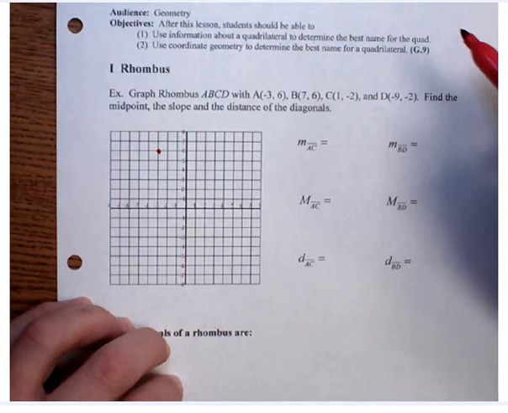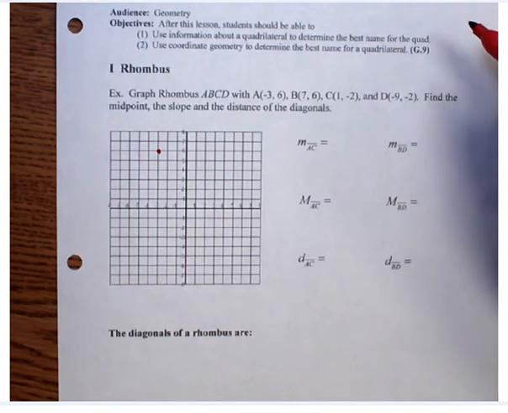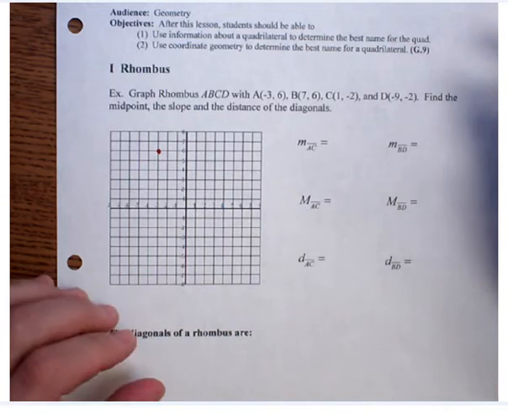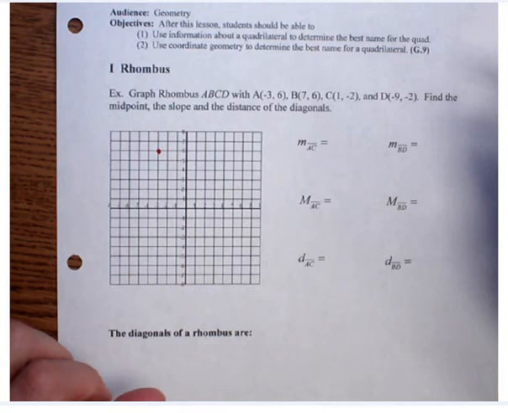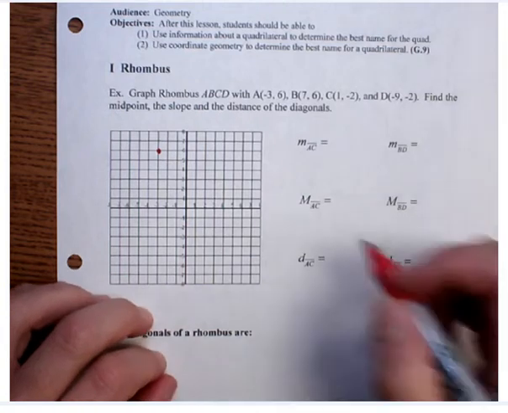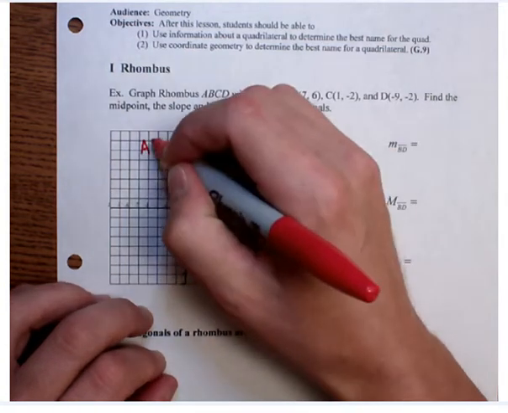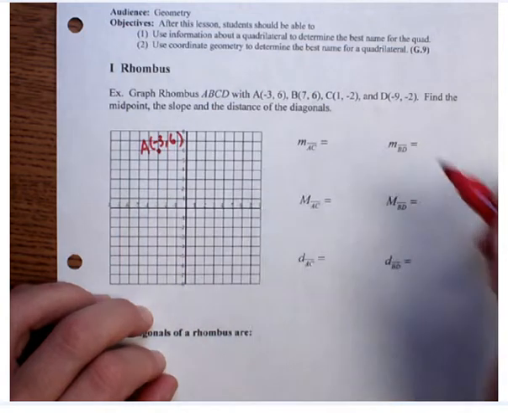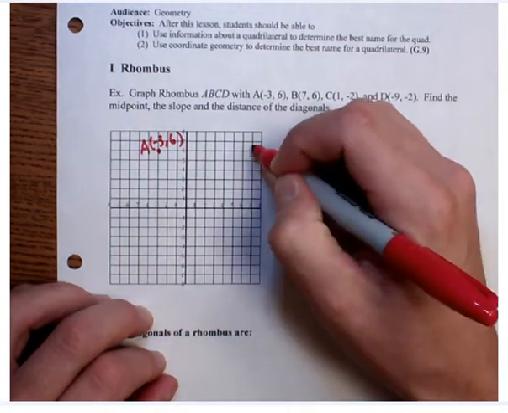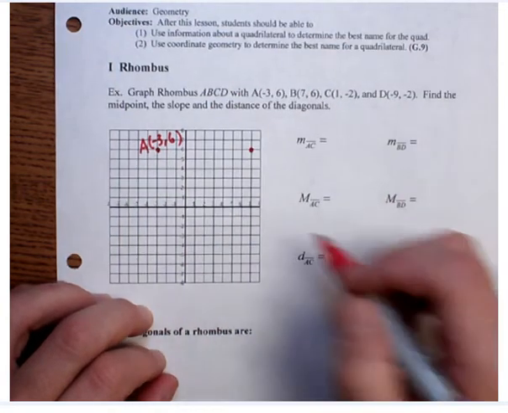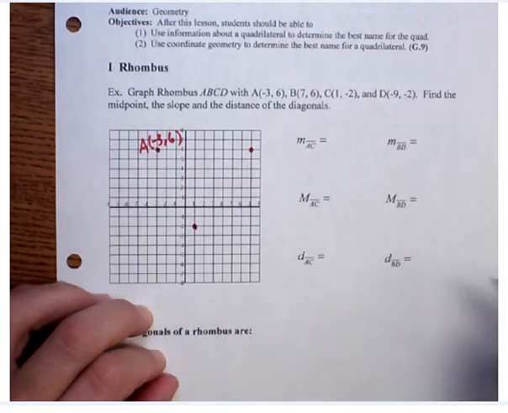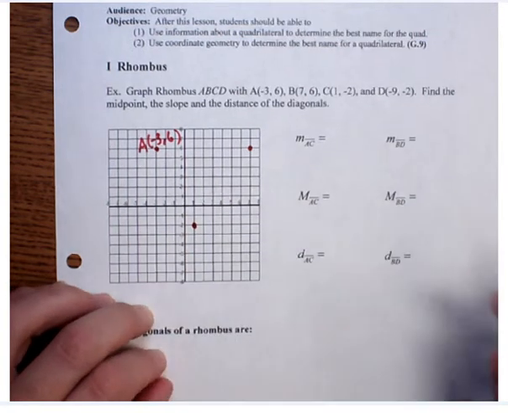I'm going to use some markers, a lot of different colors. If you want to borrow some colored pencils or if you have colored pens, go ahead and use that because we're going to do a lot of labeling in this picture and you want to keep everything clear. So A is -3, 6. B is 7, 6. C is 1, 2. And D is -9, 2.